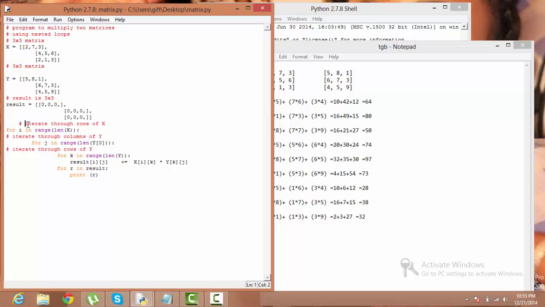Here we can see iterate through rows of x. Iterate means to repeat something several times, and I'm going to talk about that in a short while. The same thing for the columns of y, and we're going to iterate through rows of y too.